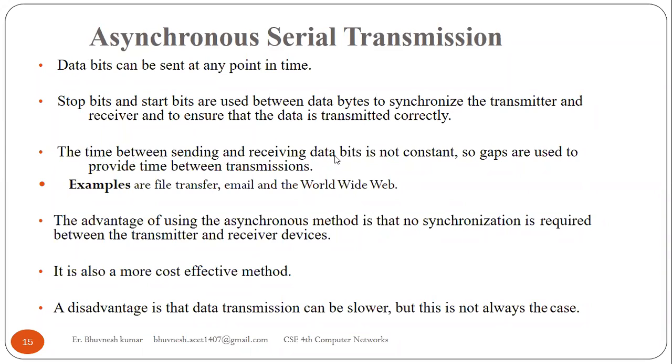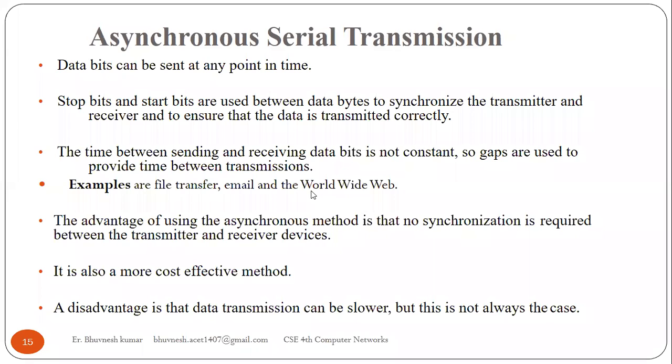The time between sending and receiving a data bit is not constant. Here the data timing is not constant. In the example I told you, when I send data at 2 p.m., you can receive or read that message at 3 p.m. also, at 4 p.m. also, meaning the time is not constant. But in synchronous, the time is synced. I will explain that in the next slide. Gaps are used to provide time between transmissions. Examples are file transfer, email, or the World Wide Web.